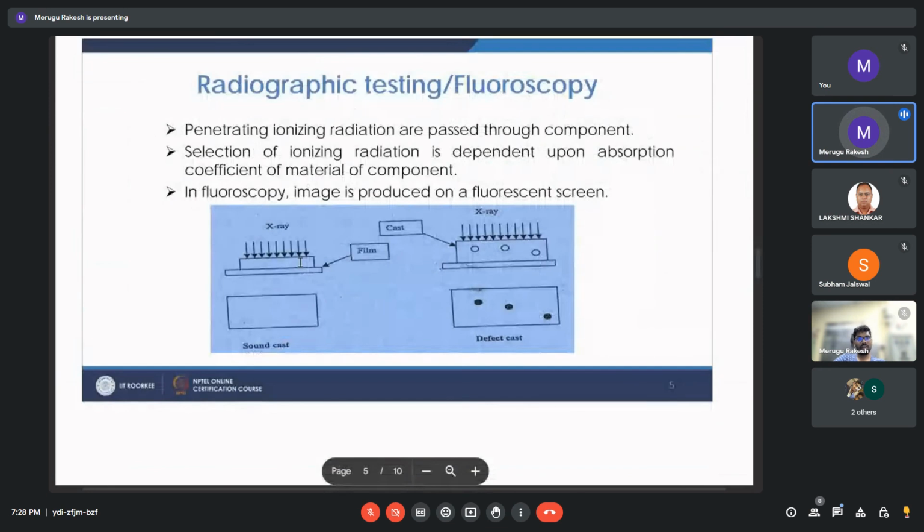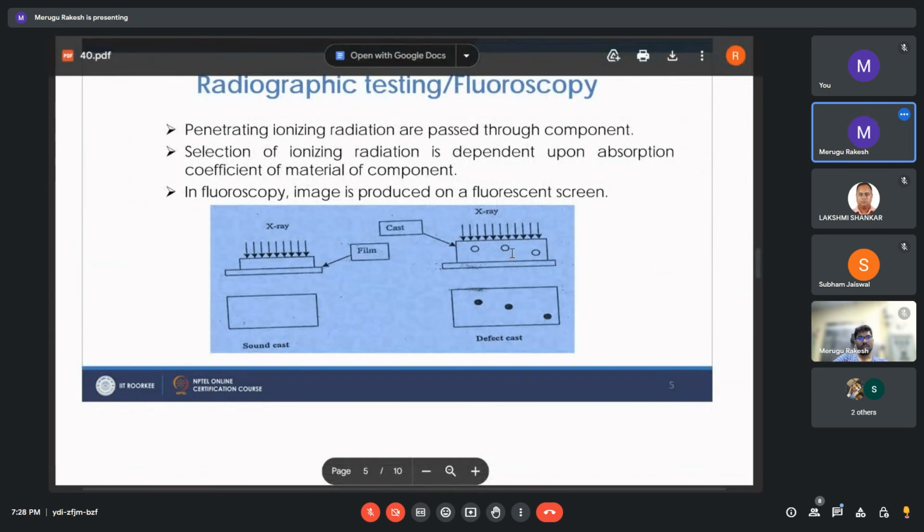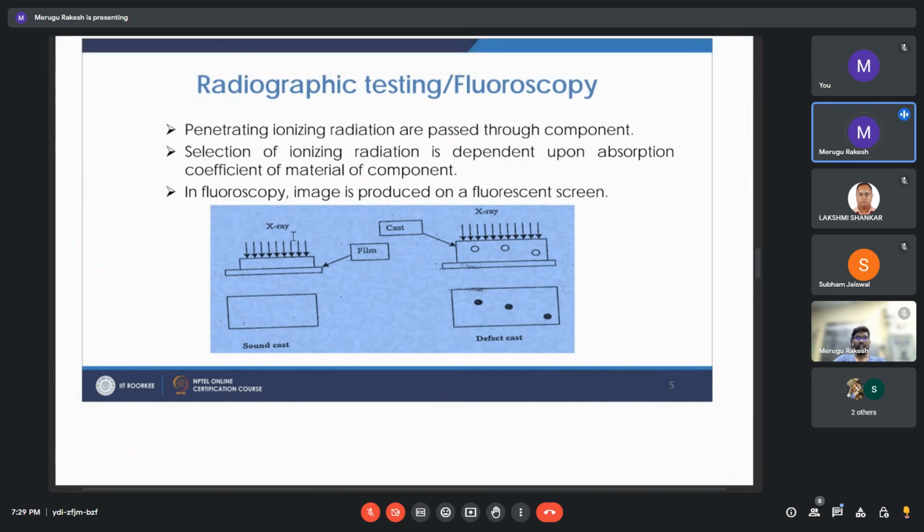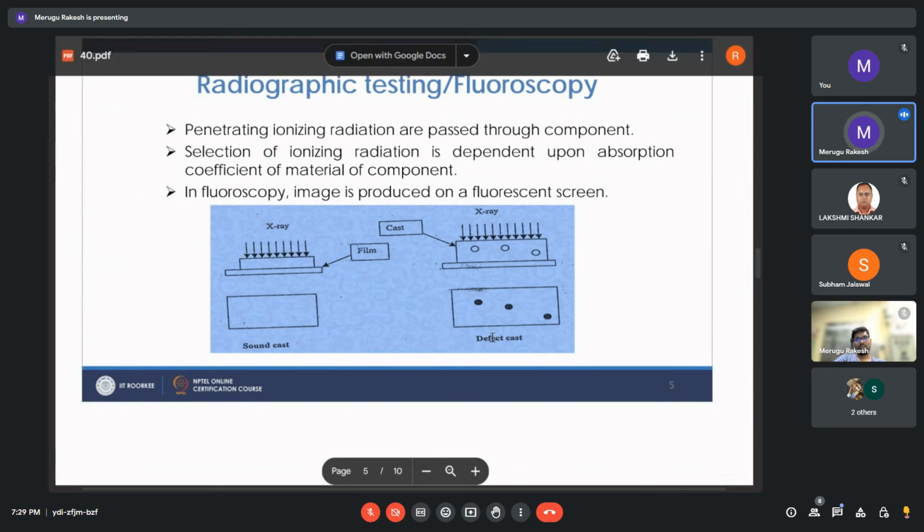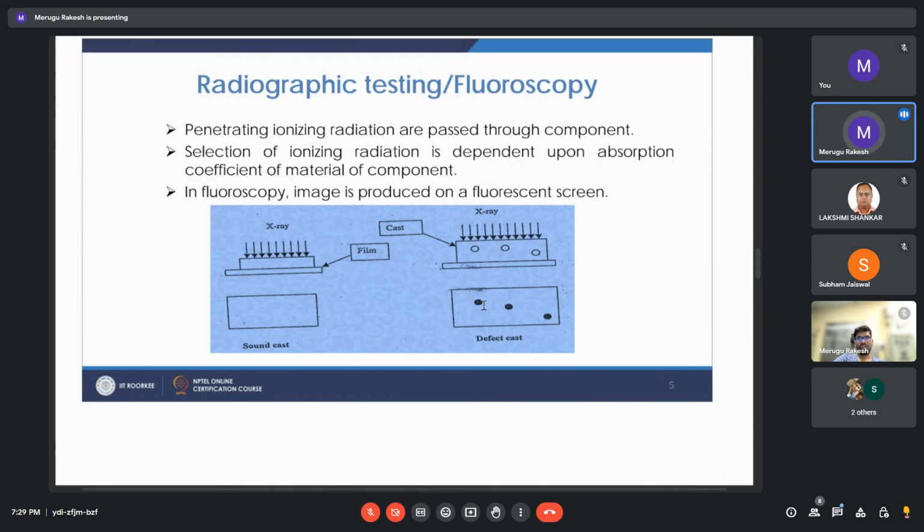Then we have radiography testing or fluoroscopy. Basically, radiography works on the principle of density difference, or how a material reacts with a type of X-rays. So basically, the contrast. Suppose in the right side figure, we have a crack. X-rays are not easily passing through it, so we can easily get a contrast difference between the parent material and the crack, so that we can easily guess the defect present on the casting.